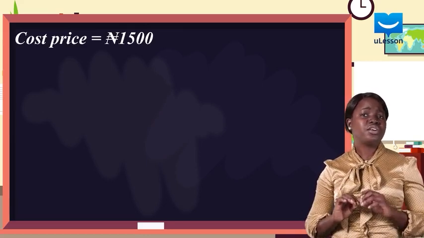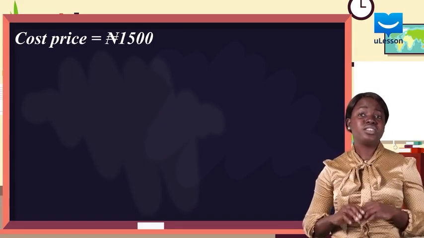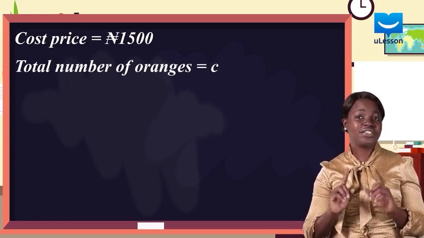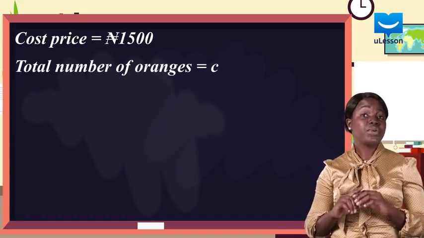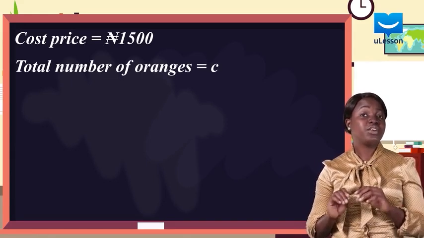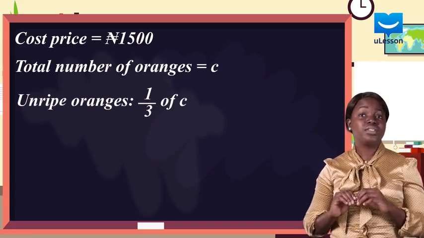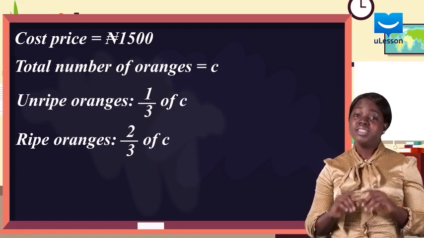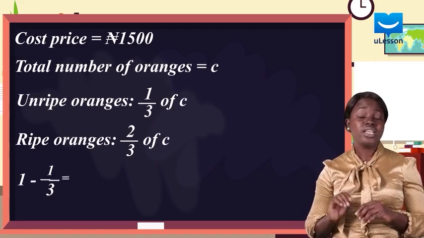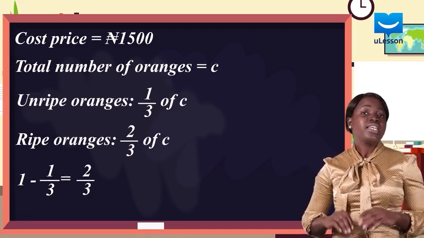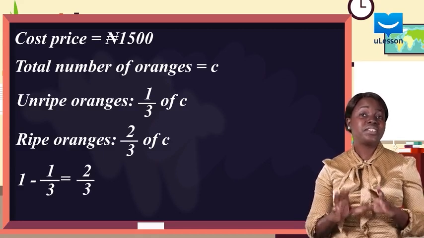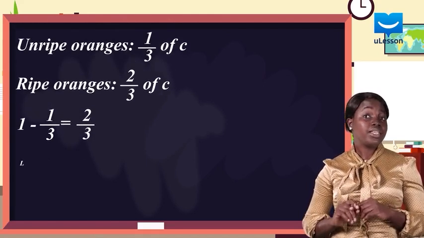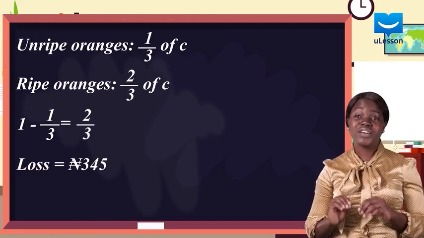We are not told the number of oranges he bought, so we represent the total number of oranges he bought with a letter. Let us use C for this example. So we can say that Akobi bought C oranges. 1/3 of them are unripe, so 2/3 of them are ripe, since 1 minus 1/3 equals 2/3. He sells the unripe oranges at 15 naira each and the ripe oranges at 20 naira each. He also makes a loss of 345 naira.